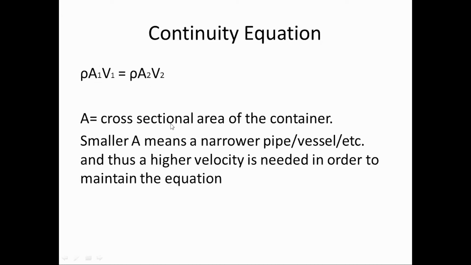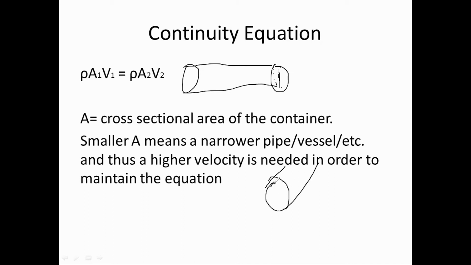But A is now the cross-sectional area of the container. So let me just quickly explain what that is. For example, if you had a pipe, so imagine this was a pipe, right? The cross-sectional area is this area right here, the dotted part. So if the pipe is like this, if you looked at it on the face, so this circle, and then it extends backwards, right? The cross-sectional area is this shaded region of a pipe, or it could be a vessel like an artery or a vein or something like that, right?